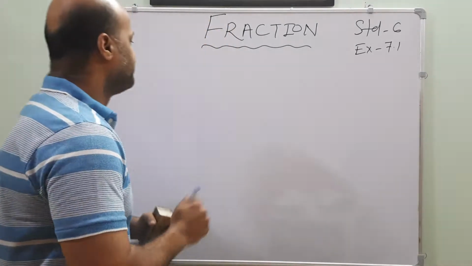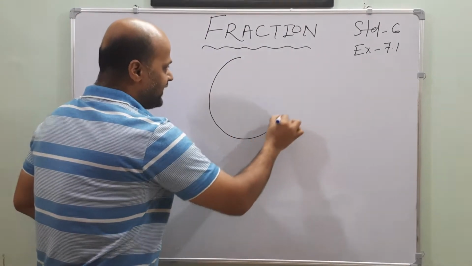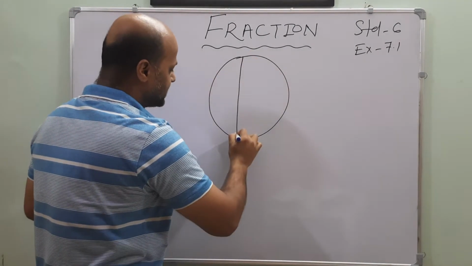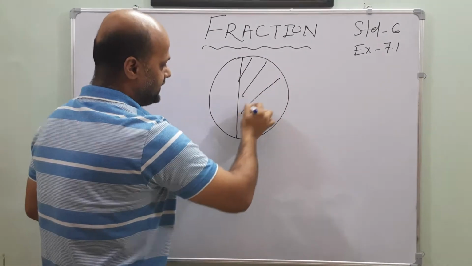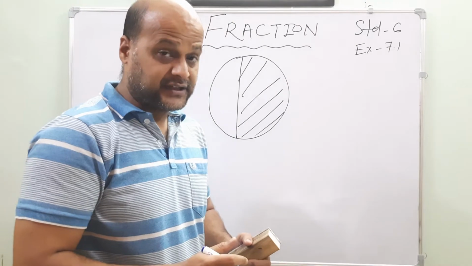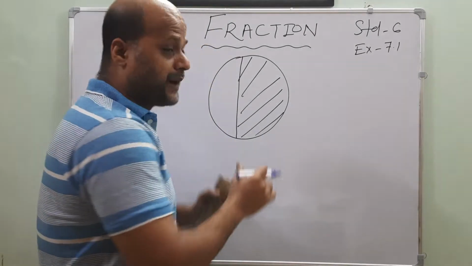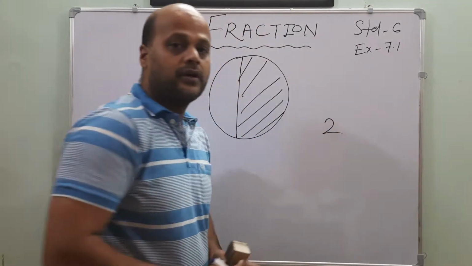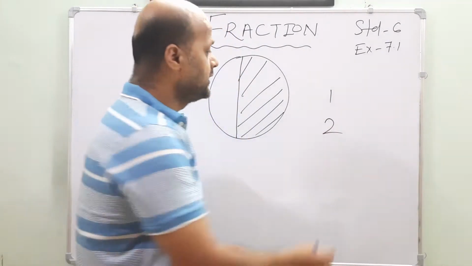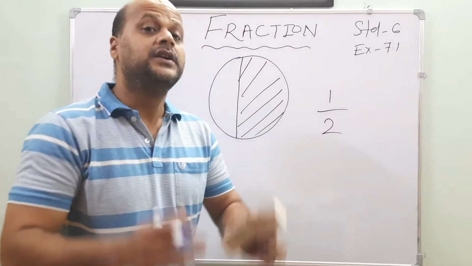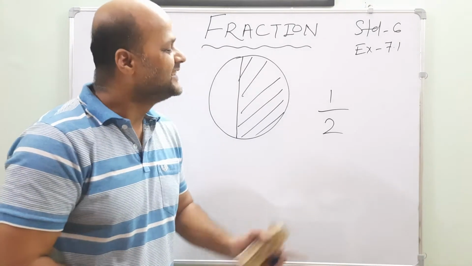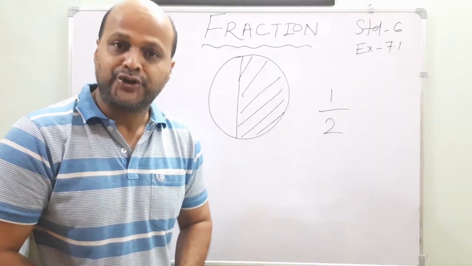Now see, what is this, my dear friends? It is a circle. If I divide this circle into two halves, and one of the parts I shade, total parts is how much? It is 2. How many parts I shaded? One part. So what is the name of the fraction? 1 by 2 parts. How much fraction of the picture I shaded? It is 1 by 2 parts.